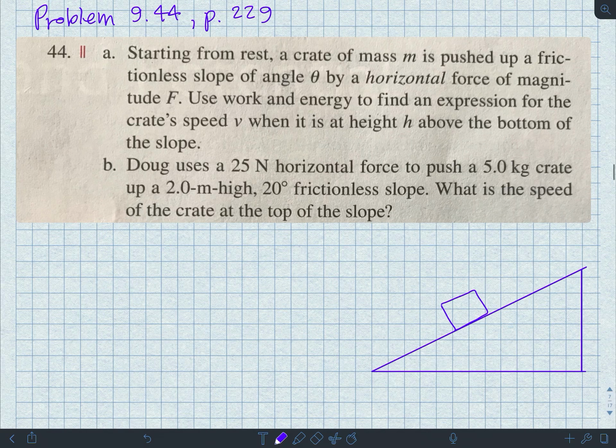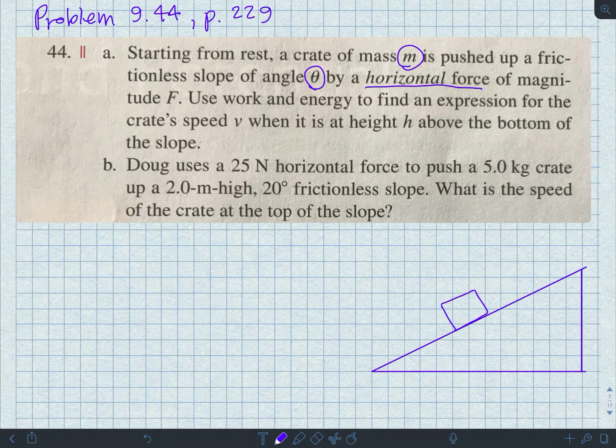Okay, so we have a crate, mass M. Okay, so that's a given. Even though it's just a letter, it's just a symbol, it is assumed to be a known value that's given to us. And we have a frictionless slope. Okay, that makes it a little bit easier. We have angle theta. Oh, we have a horizontal force that is pushing with magnitude F.